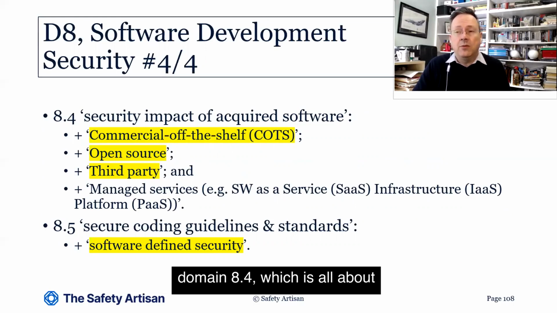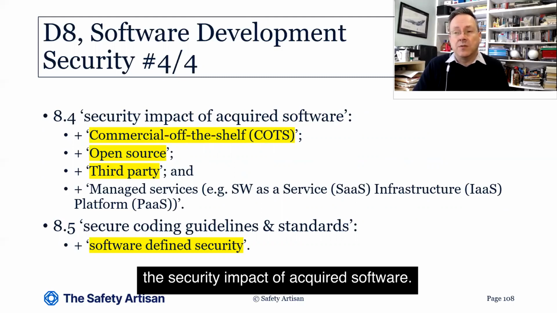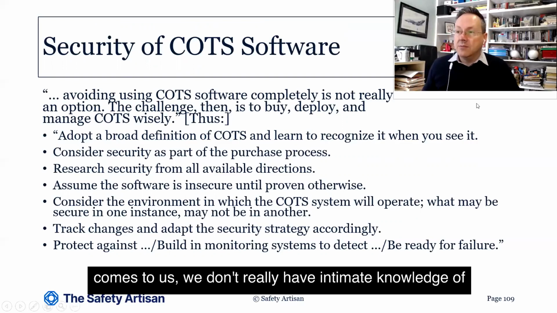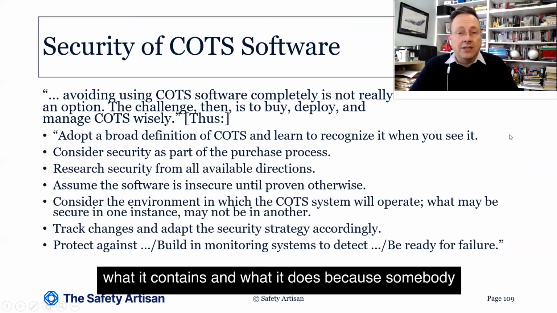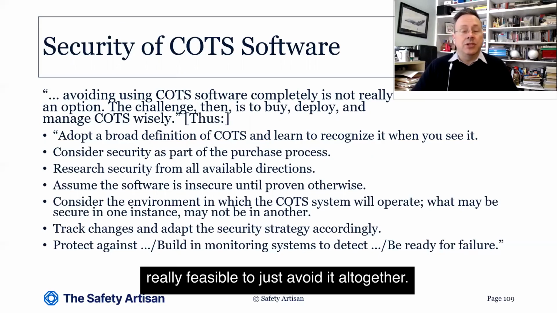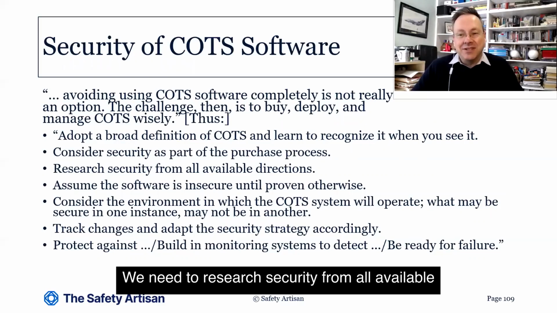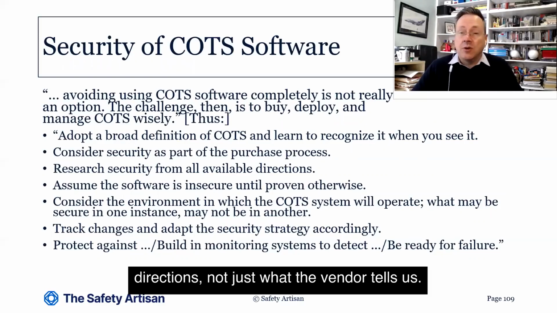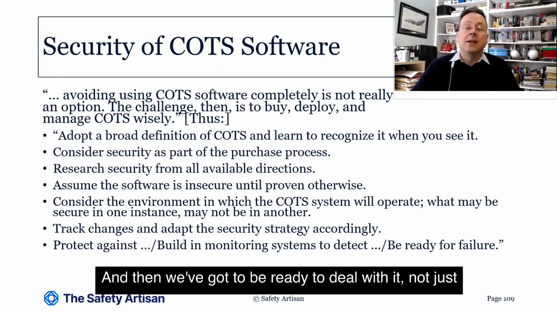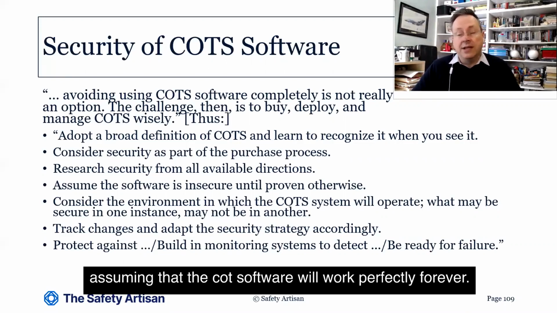within subdomain 8.4, which is all about the security impact of acquired software. And the problem being, of course, that COTS software comes to us, we don't really have intimate knowledge of what it contains or what it does because somebody else has done it. We've just bought it. But on the other hand, it's not really feasible to just avoid it altogether. We need to research security from all available directions, not just what the vendor tells us. We need to assume that the software is insecure until proven otherwise. We've got to build in monitoring systems to detect failure, and then we've got to be ready to deal with it, not just assume that the COTS software will work perfectly forever.